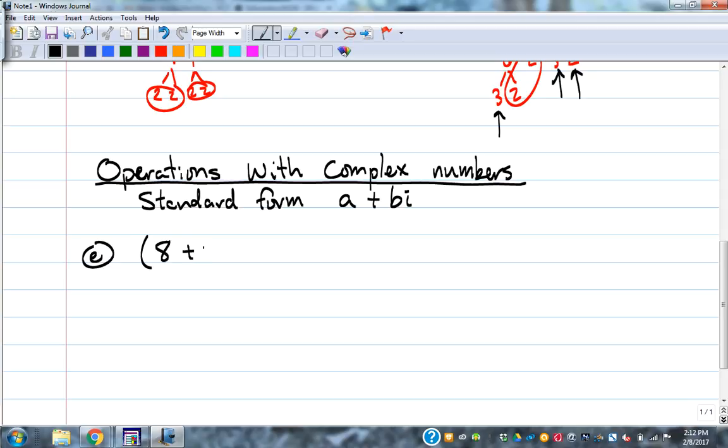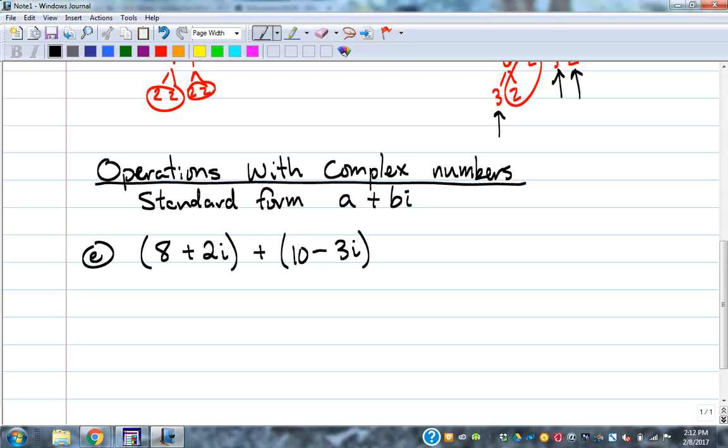Here's a complex number, 8 plus 2i, plus another complex number. Let's say it's 10 minus 3i. Complex number plus another complex number. It's just like adding and subtracting polynomials. You put the like terms together. Okay? So 8 goes with what?